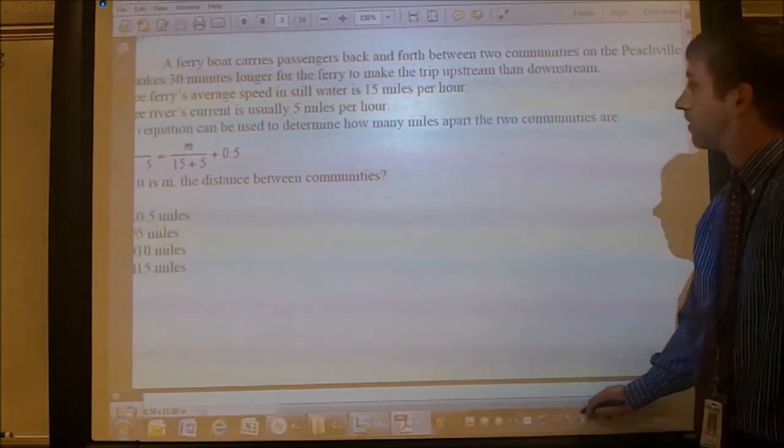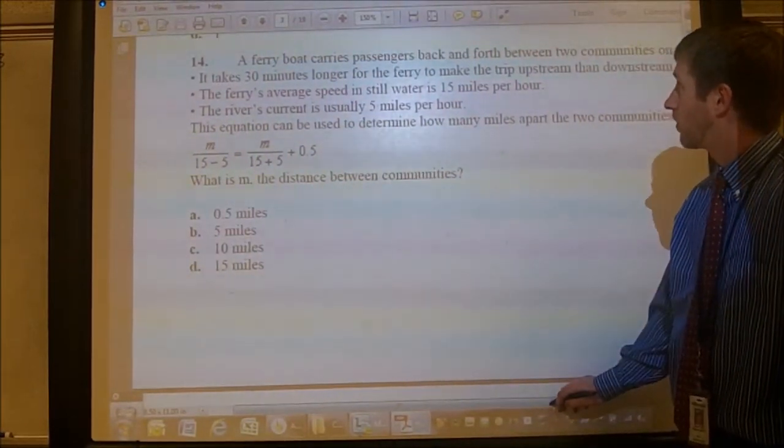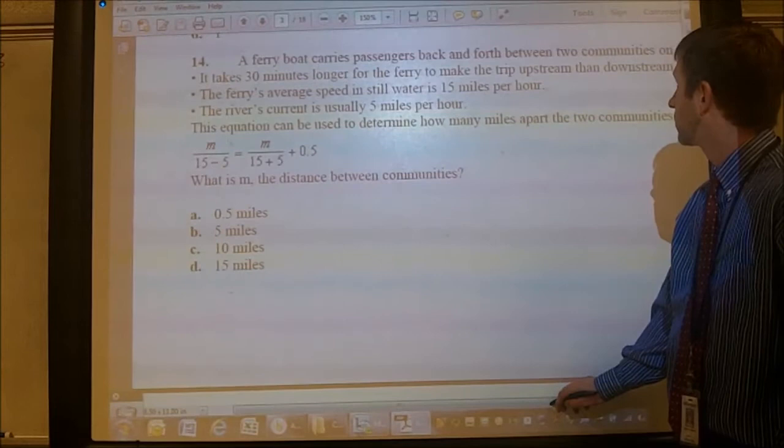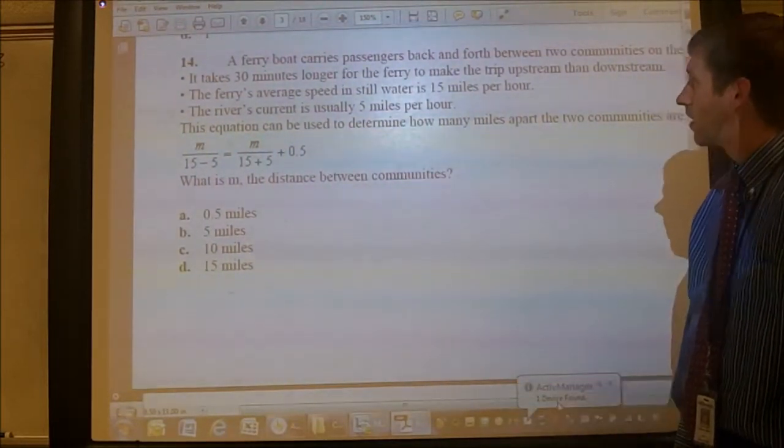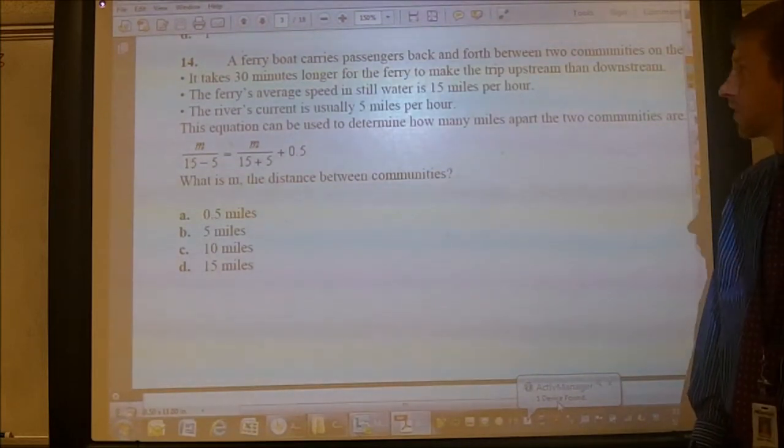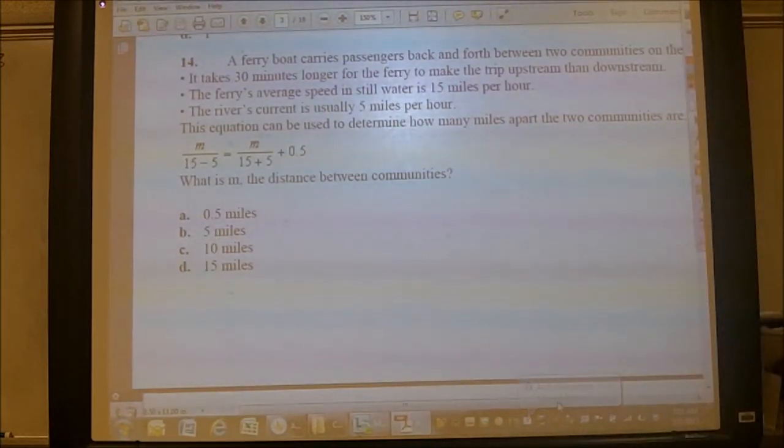A ferry boat carries passengers back and forth between 2 communities on the Peachville River. It takes 30 minutes longer for the ferry to make the trip upstream than downstream. The ferry's average speed in still water is 15 miles per hour. The river's current is usually 5 miles per hour. This equation can be used to determine how many miles apart the 2 communities are: M over 15 minus 5 equals M over 15 plus 5 plus 0.5. What is M, the distance between the communities?